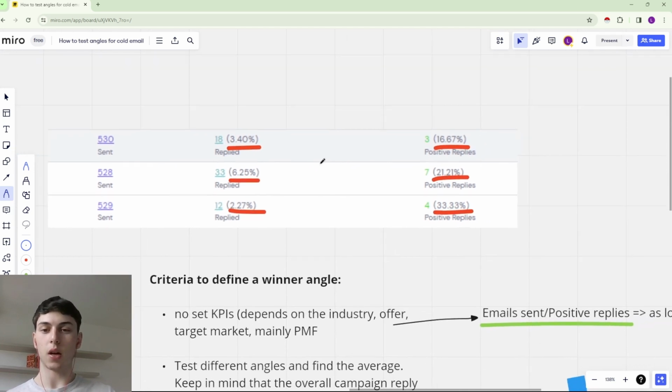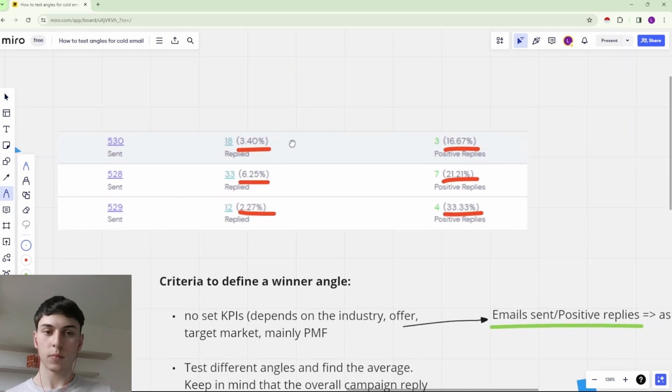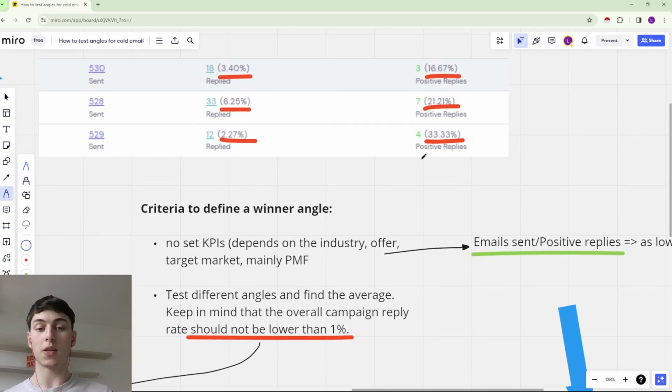This is the breakdown of the results that you get in the campaign on Smartly. And so you can see the reply rate here of each of those angles. You can see the positive reply rate here. And why this matters is when you have to evaluate if an angle worked well or didn't really work well.